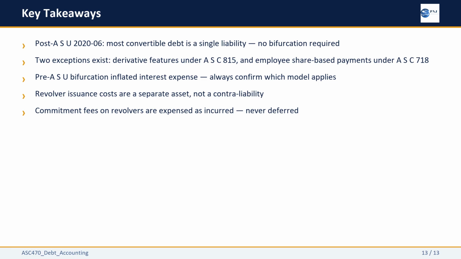Issuance costs go on the balance sheet as an asset, and commitment fees are expensed as incurred. These are the rules that separate sharp practitioners from the rest.